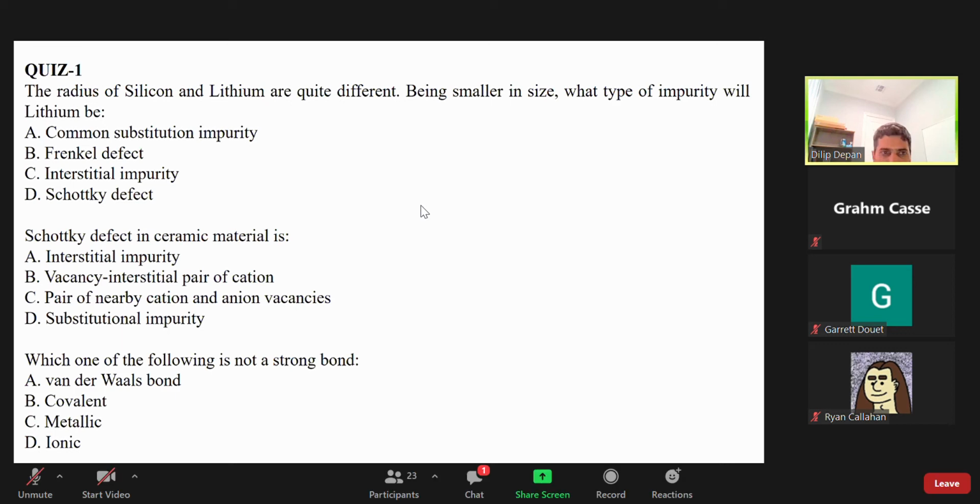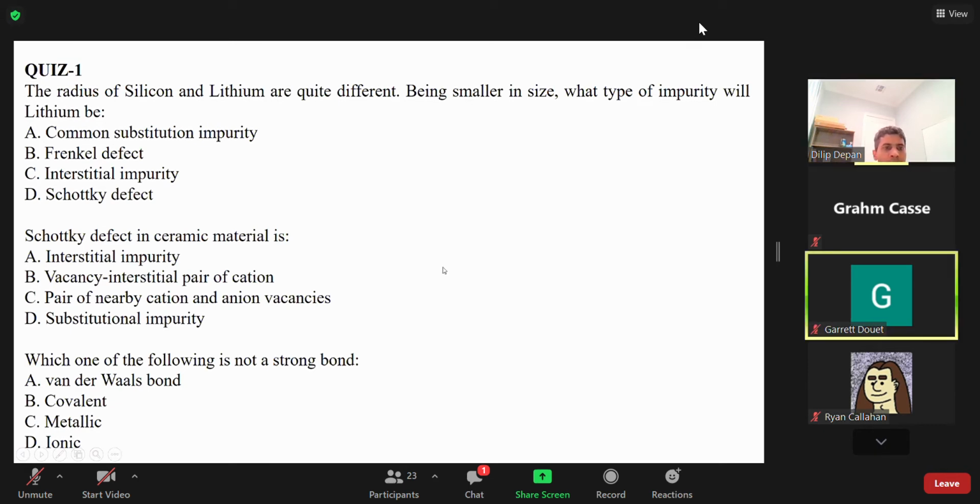Smaller in size than silicon. So what type of impurity will it be? Someone said it is C, interstitial impurity. Yes, that's the correct answer. It will be an interstitial impurity.